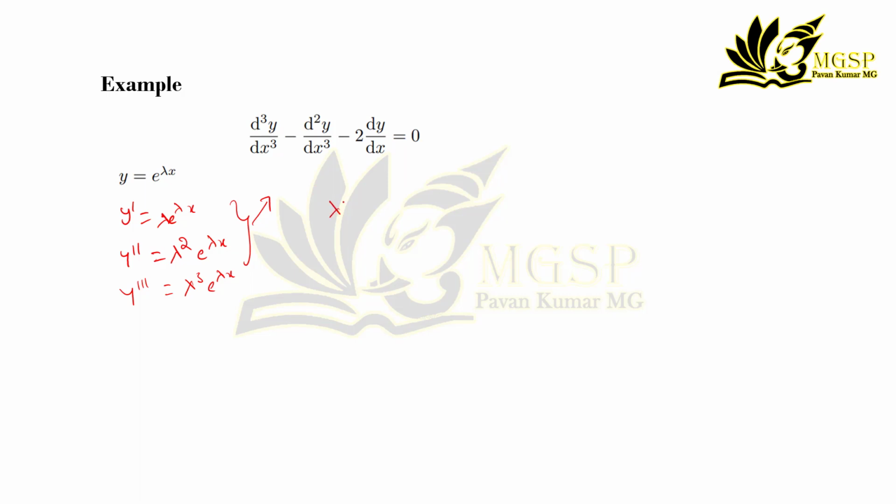You will be getting lambda cube e power lambda x minus lambda square e power lambda x minus 2 lambda into e power lambda x. Take lambda common and e power lambda x common. So you'll be getting lambda square minus lambda minus 2 is equal to 0.